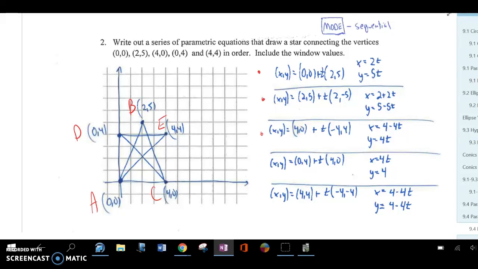This is Pre-Calculus section 9.4 on parametrics, and this is our parametric lab. I'm skipping down to problem number 2. Here are the directions for this problem, and I have everything already worked out.